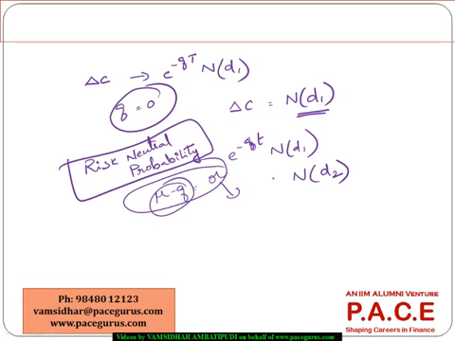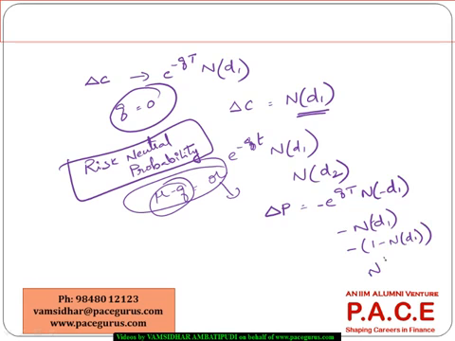And when it comes to put options, we have identified the delta of the put option as minus e power minus qt times N of minus d1. Again, the same logic: if the underlying asset does not pay any dividend, the delta is minus N of minus d1, or minus of 1 minus N(d1), or otherwise N(d1) minus 1. So this is the delta only in case the dividends are not paid by the underlying asset.